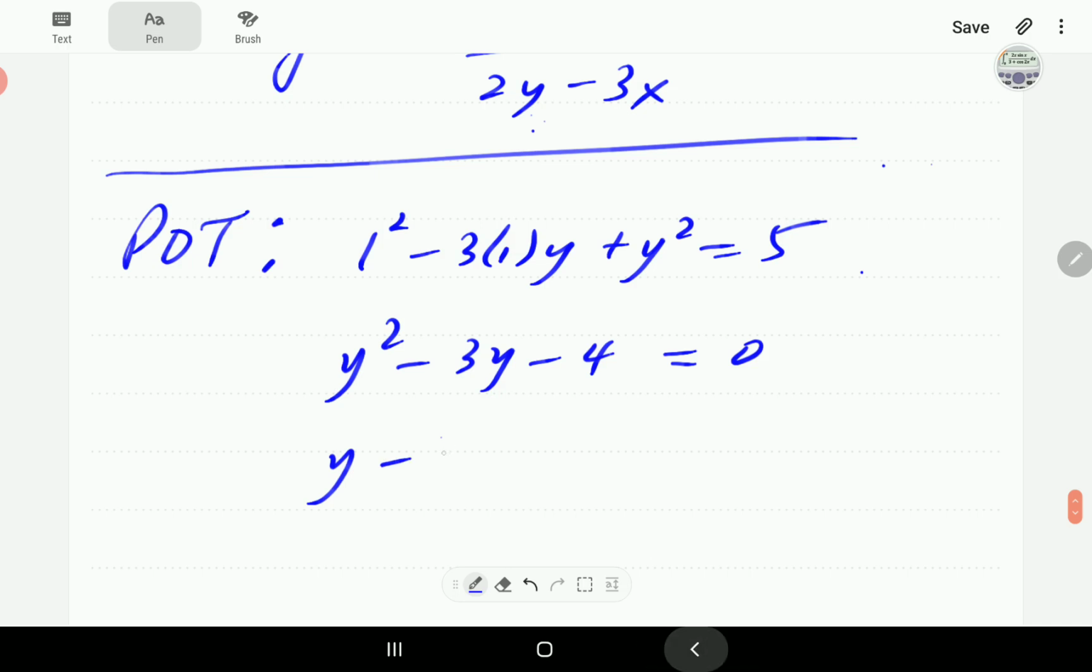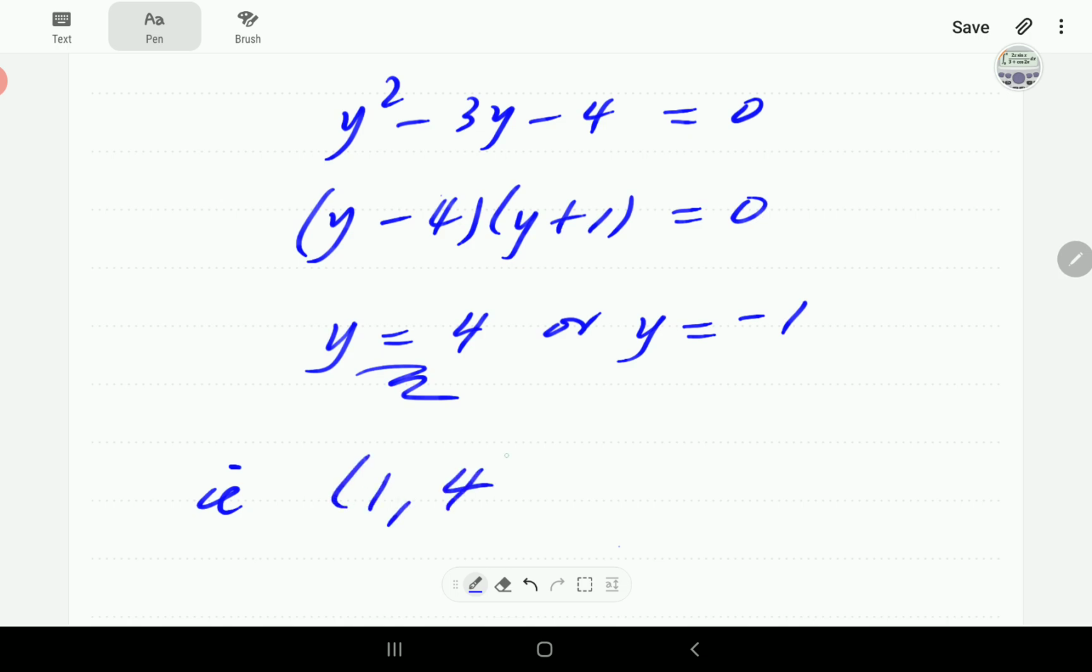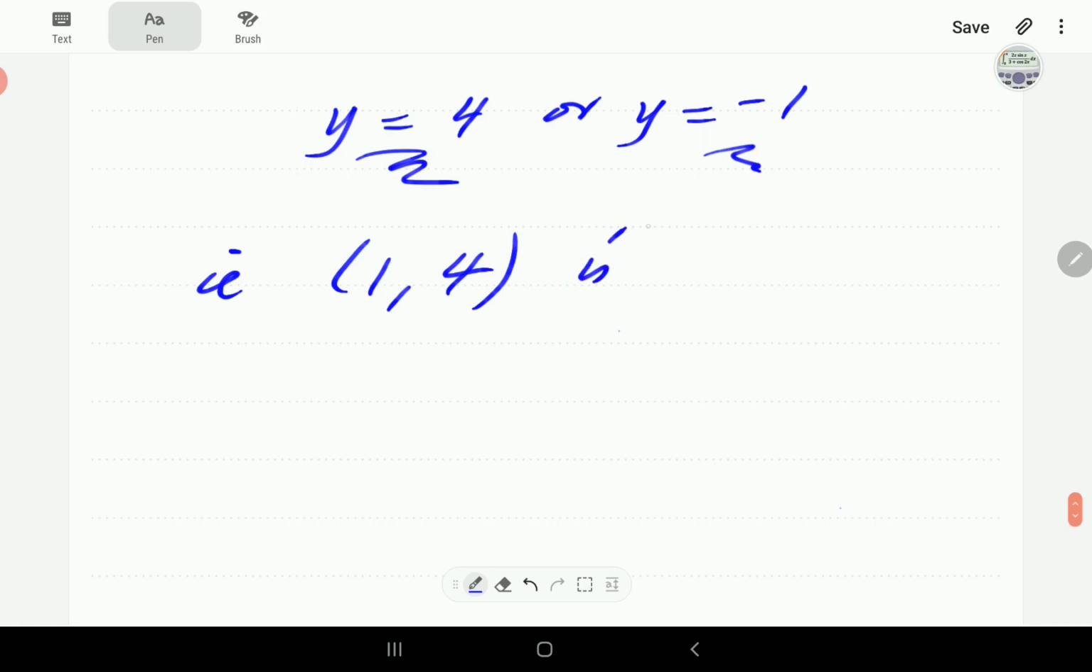It's y minus 4 times y plus 1 equals 0. That means there are going to be 2 points of tangency here. One of them is y equals 4, the other is y equals negative 1. We're just going to work through this one; the calculations will be exactly the same for the case when y is negative 1. So (1, 4) is the point of tangency.